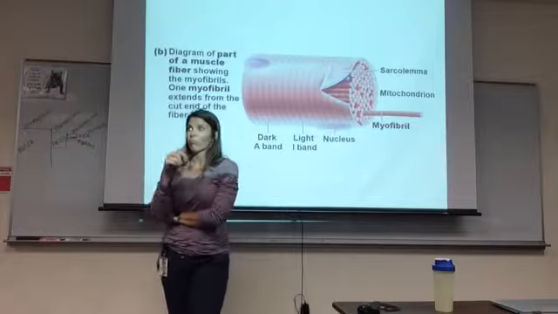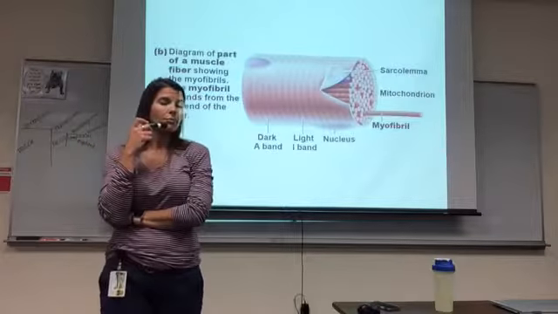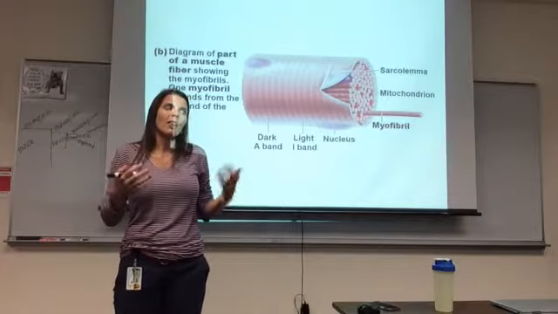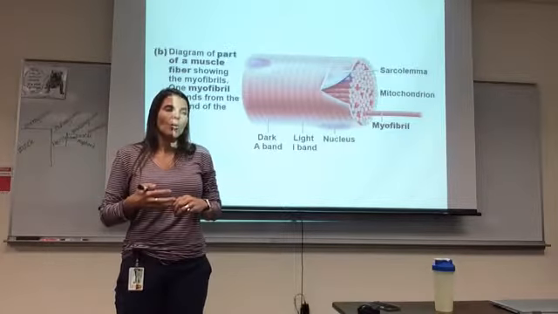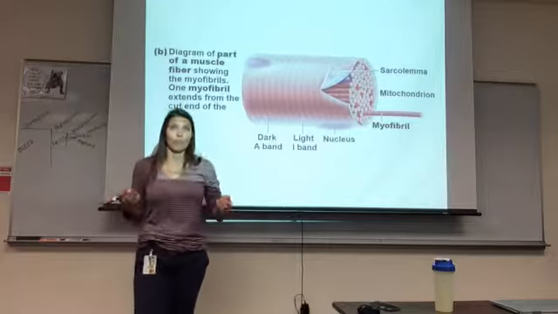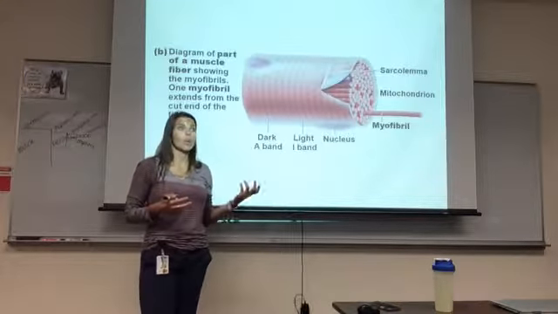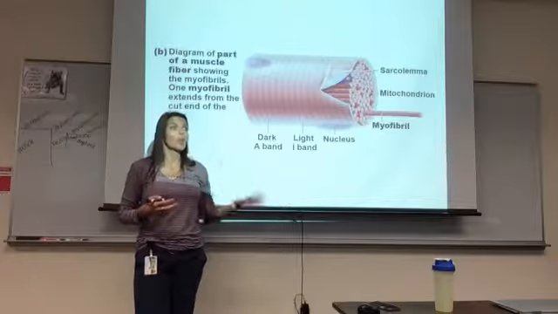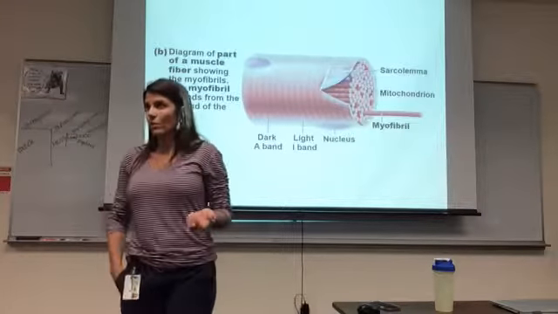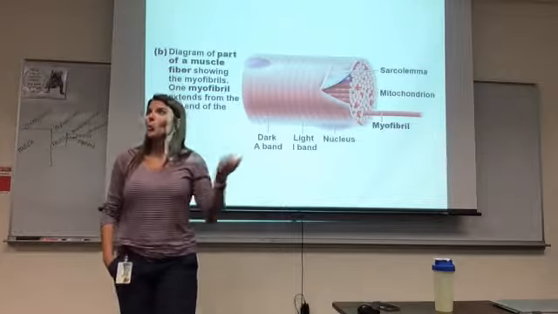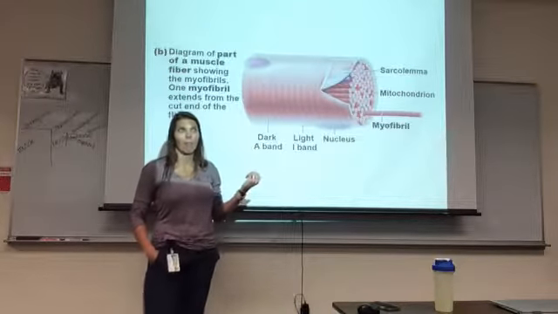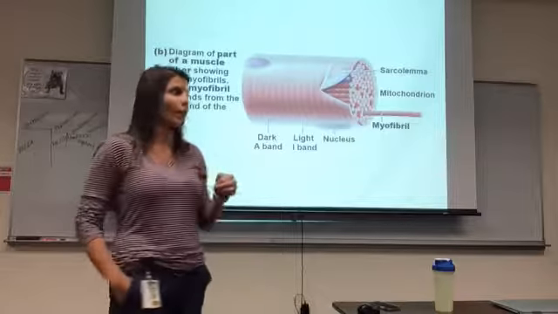Sarco tells me muscle. Sarcolemma is the cell membrane of a muscle cell. So why didn't we just call it the cell membrane of a muscle cell? Because we're doctors. And when you hear the term sarcolemma, you're supposed to understand that we're talking about the cell membrane of a muscle cell, which is also continuous with the endomysium.